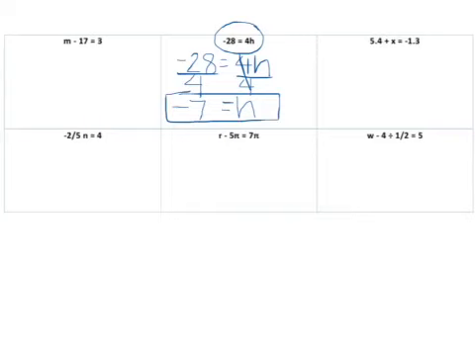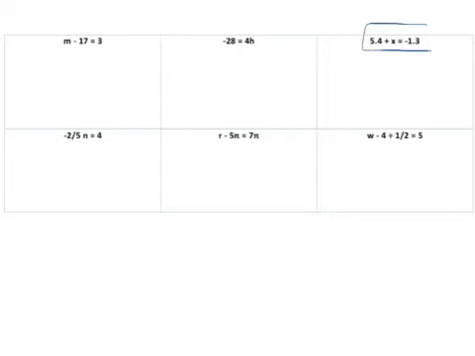To check your answer, you plug in negative 7 for h. So you rewrite the equation, negative 28 equals 4, but instead of 4 times h, it's 4 times negative 7. 4 times negative 7 is negative 28, so we know that our answer is checked and correct. I'm going to have you try these two problems on your own so that we can move on to more examples. I'm going to do r minus 5 pi equals 7 pi with you.